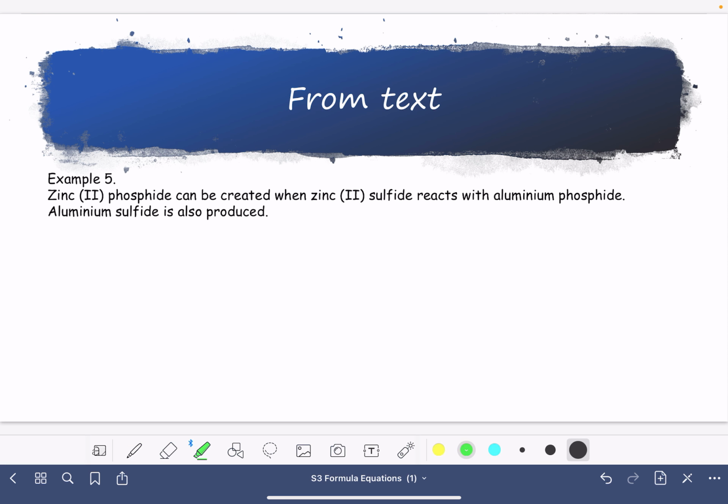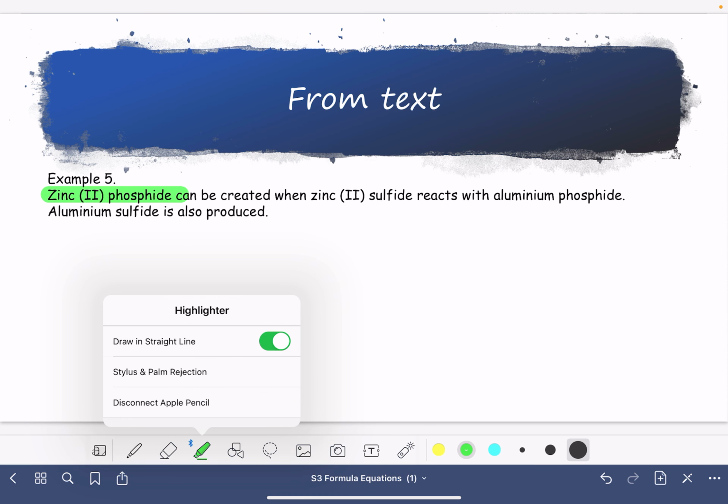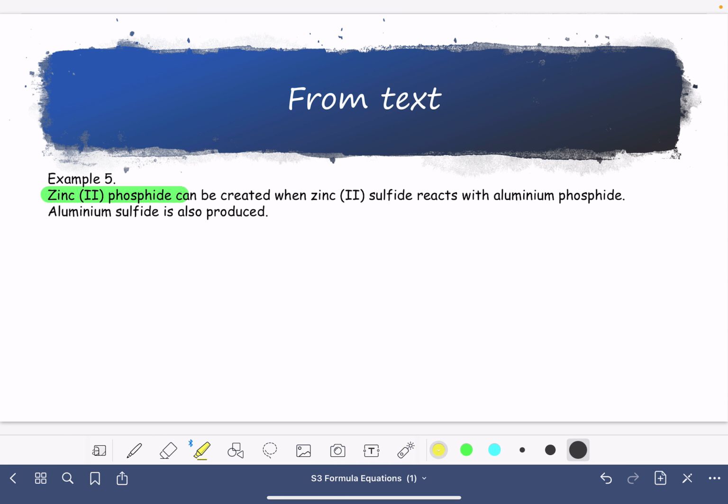Okay, so same thing for this one. Okay, so this text actually starts off with the product because it says zinc phosphide can be created. So actually zinc phosphide is the product here. So I'm going to use the green highlighter to show zinc phosphide. So that can be created when zinc sulfide reacts with aluminium phosphide. And then we're told here aluminium sulfide is also produced. So that is a second product. So I'm going to have to write a word equation where I've got zinc sulfide and aluminium phosphide as the reactants, and then zinc phosphide and aluminium sulfide as the products.